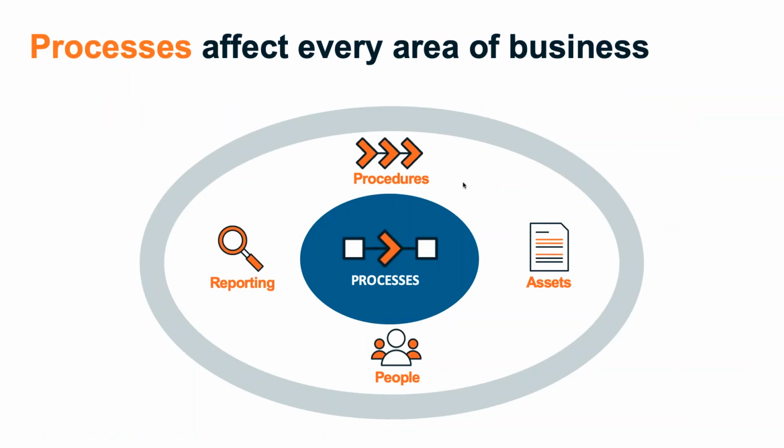Now, looking at that, and I'm going to ask Michael to jump in here in a second, give us his perspective on this too. But a process, when we just look at the human being, a process affects every area of a business. And where you see this most effectively is in procedures like your standard operating procedures. You see that in assets in terms of your digital footprint, in terms of what you're working with.